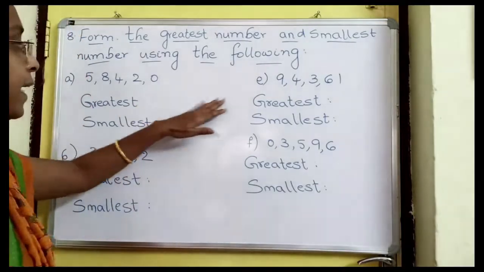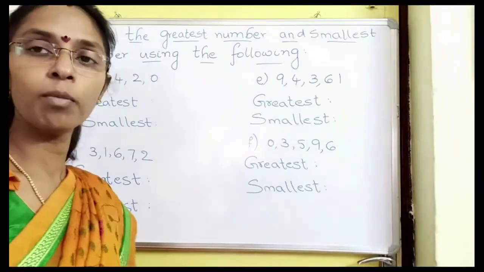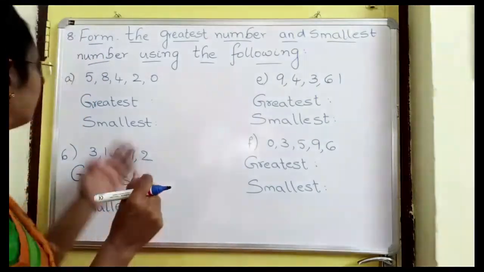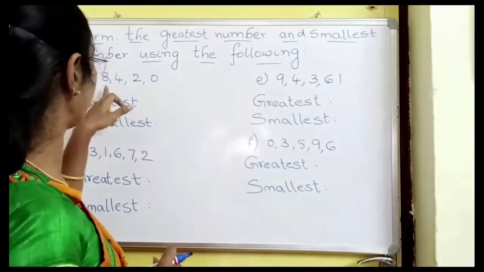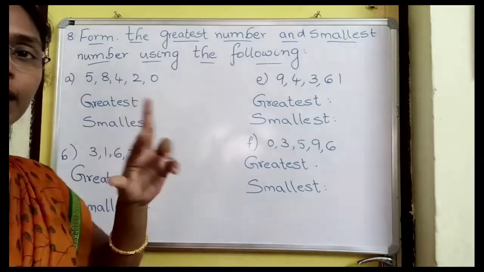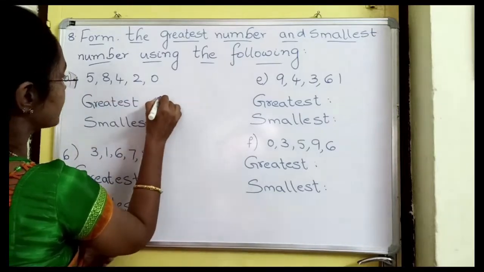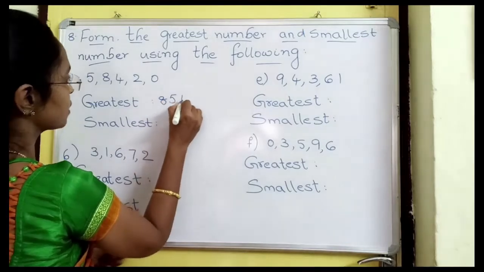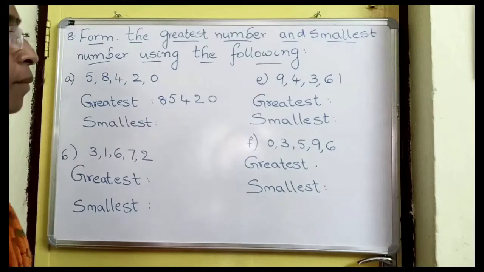For forming the greatest number, what you have to do: first remove the commas, and arrange the numbers in descending order. When you arrange these given numbers in descending order by removing the commas, you will get the greatest number. How to do that, let me tell you. Here this 8 is the biggest number. After 8 comes 5, next 4, next 2, 0. Okay children, this is how you form the greatest number.